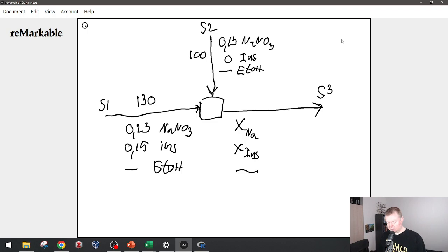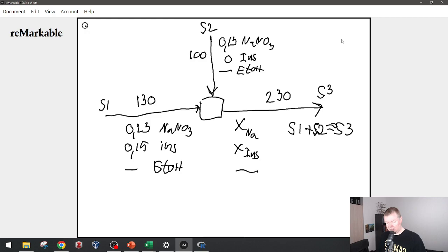Okay, similar to before, we can create a mass balance around this entire system and say stream 1 plus stream 2 has to be equal to stream 3. And again, doing it by hand, quick math, 130 and 100, I must have 230 kilograms exiting over here. Then I could do it for sodium nitrate, I could do it for insulin, it doesn't really matter, but we'll just go through both of them.